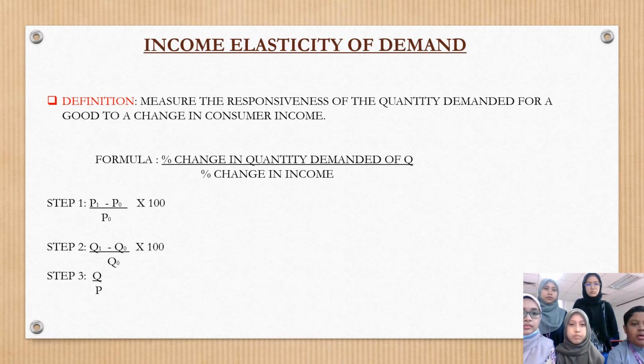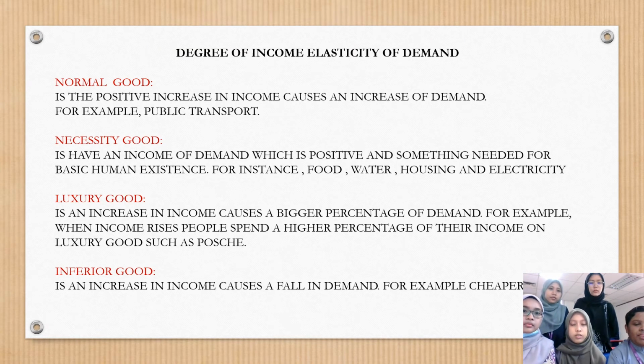Step 1: P1 minus P0 divided by P0, multiplied by 100. Step 2: Q1 minus Q0 divided by Q0, multiplied by 100. Step 3: Q divided by P. Degree of income elasticity of demand.